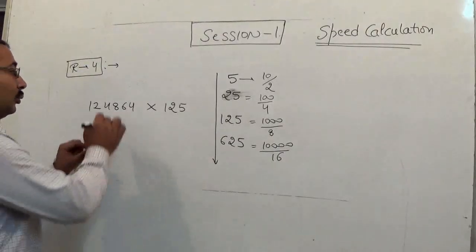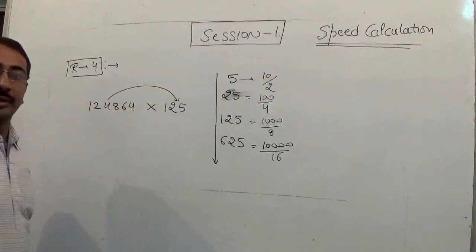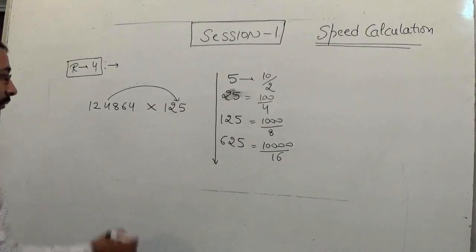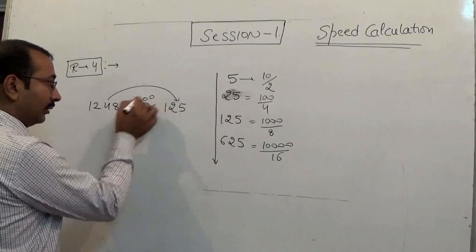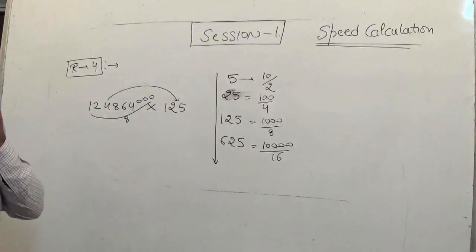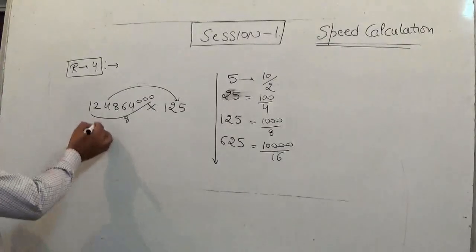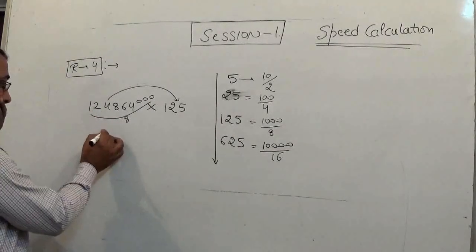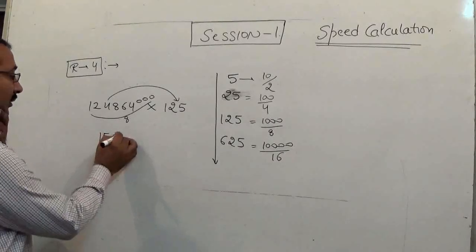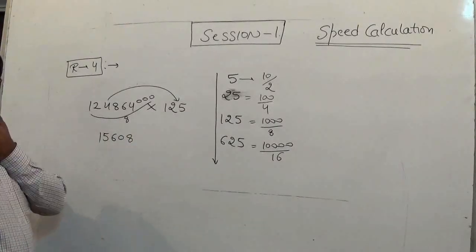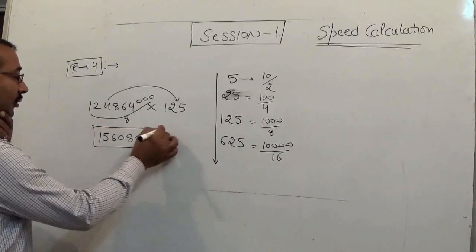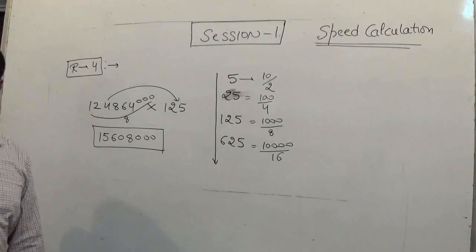So what you are expected to do, suppose you have to multiply this number by 125. We know that 125 is taken as 1000 upon 8, meaning I will put 3 zeros here and divide this number by 8. And it is very easy to divide a number by 8. How? 8 ones are 8, 12, 8 fives are 40, 48, 8 sixes are 48, then 0, 8, 8. And after that 3 zeros are there. So I can say my answer is said to be 15,608,000.